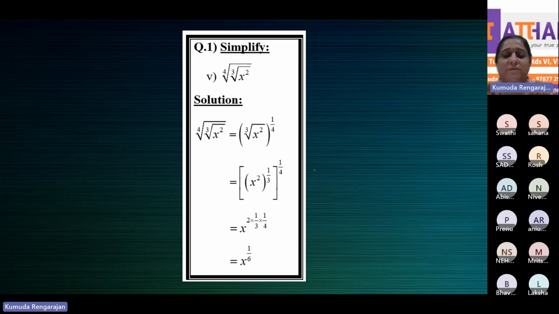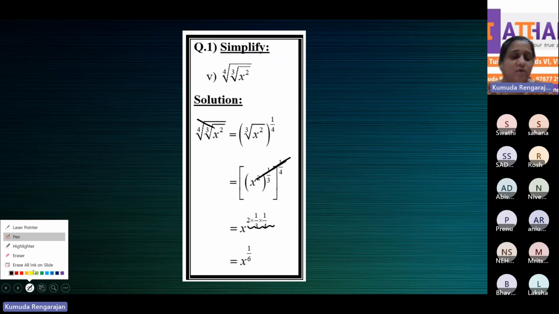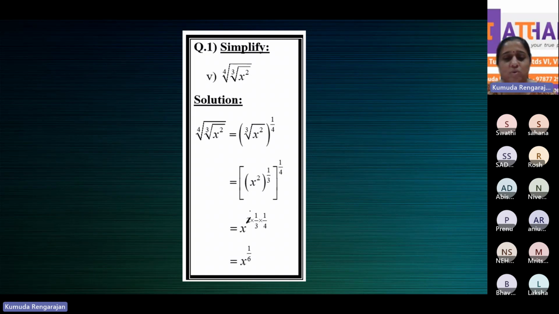Now we have removed all the radicals. Now there are many powers. Multiply the powers. 2 into 1 by 3 into 1 by 4. And if you can simplify, you can simplify. So 2 ones are 2, 2 twos are 4, so it is 1 into 1, 1 by 3 twos are 6.